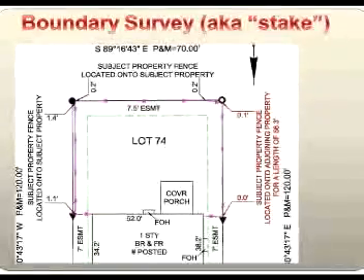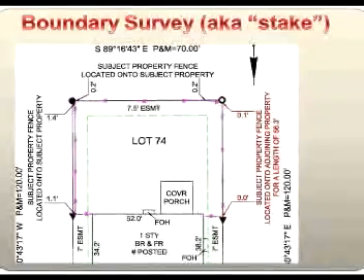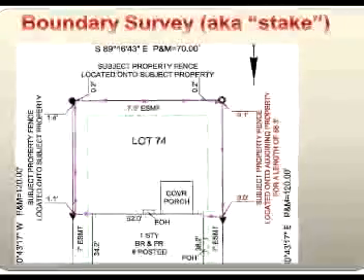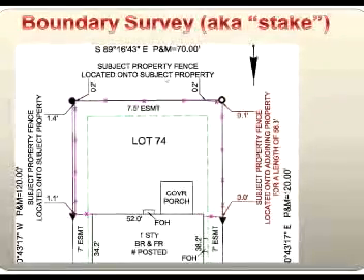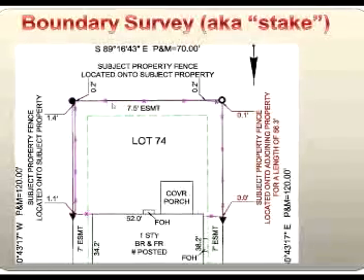But keep in mind, when we're doing our measuring, we are measuring to 0.02 feet of accuracy. And 1/10 of a foot is a big amount when you're comparing that to hundredths of a foot. So along the back property line, we've got subject property fence located on the subject property by 2/10 of a foot.